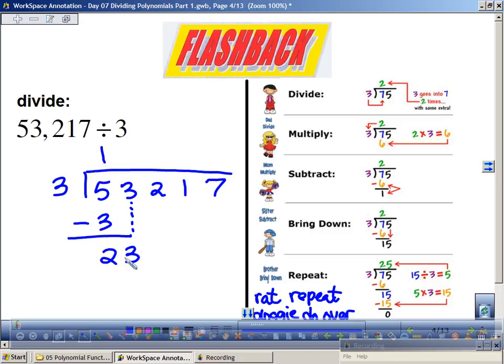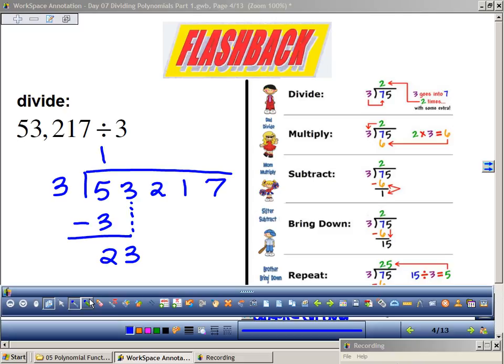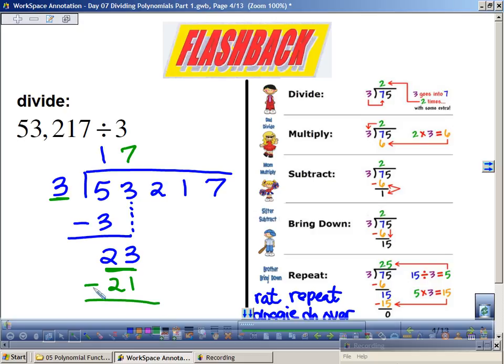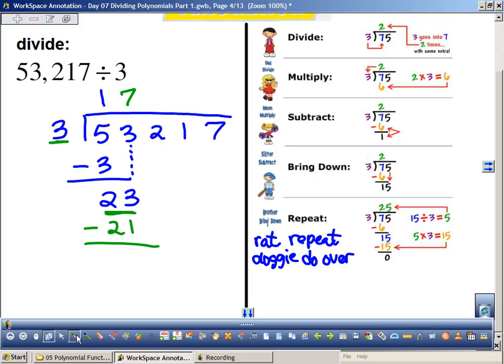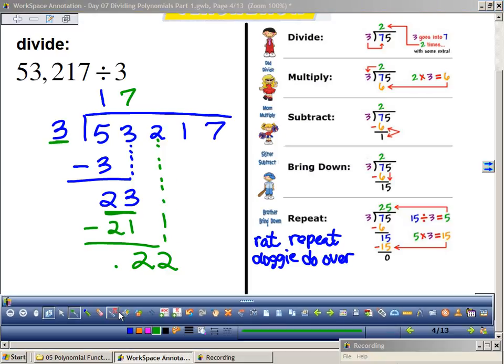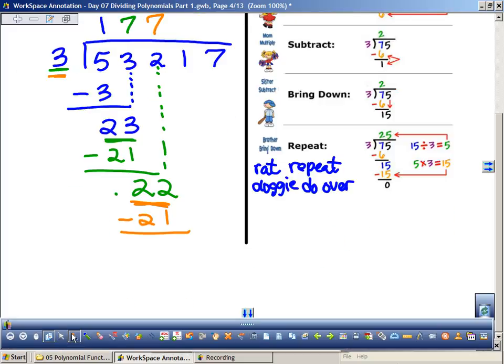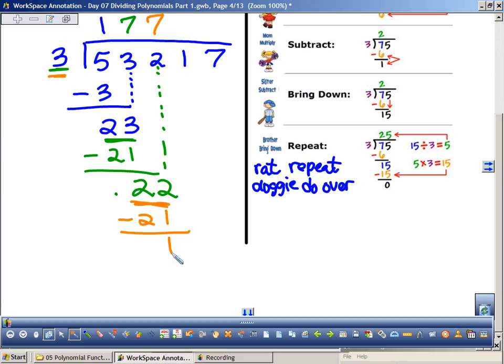Rat repeat. Okay, so now I have 23, and I'm going to ask myself, how many times does 3 go into 23? And it goes 7. So 7 times 3 is 21. Draw the line, change the sign. 3 minus 1 is 2. 2 minus 2 is 0. Brother bring down. Repeat, 3 goes into 21, 7 times. 7 times 3 is 21. Draw the line and change the sign. I'm writing too big. I'm left with 1. Bring down.